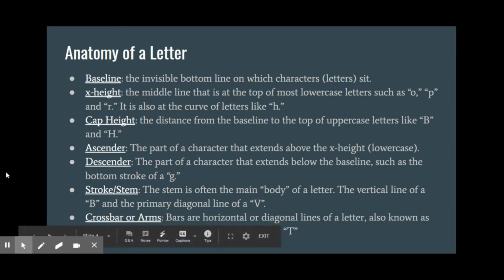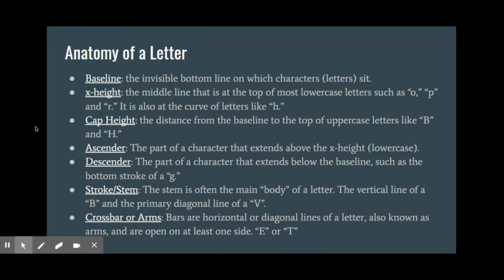The next term we're going to look at is an ascender. An ascender is a part of a character that extends above the X height. So particularly for lowercase letters, things like the letter L in lowercase, the top half of that letter would be an ascender because it extends above the X height that the rest of the letters fit under. Then you have a descender. That is part of a character that extends below the baseline, such as the bottom strokes of a G or a P, for example.